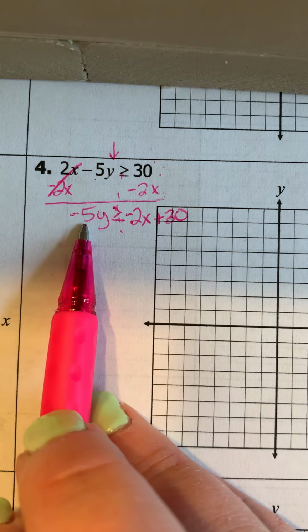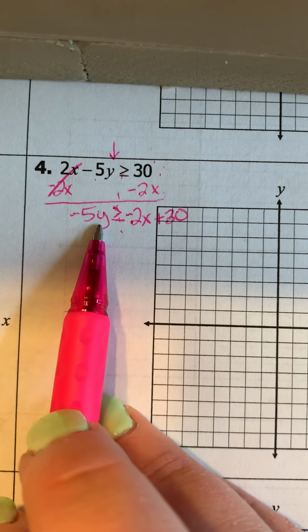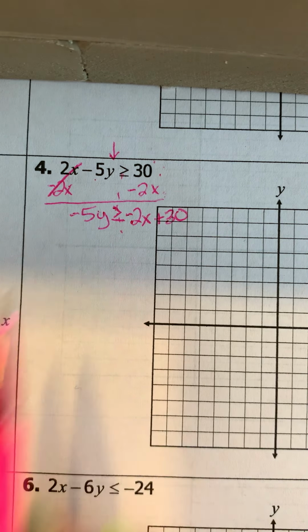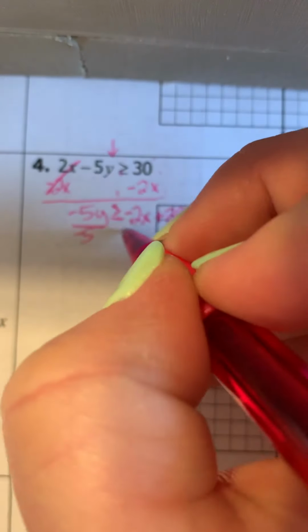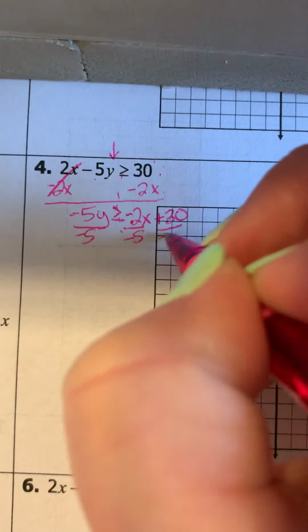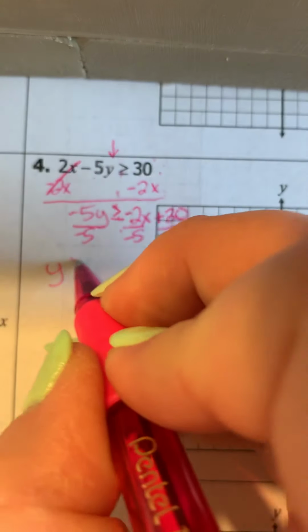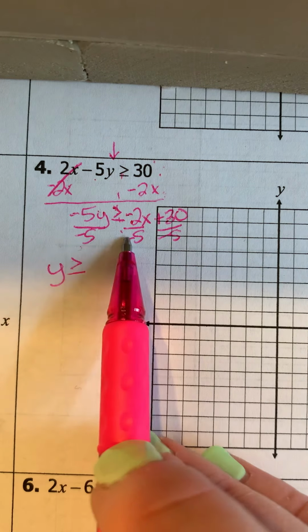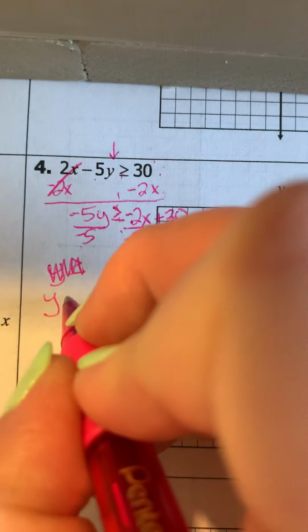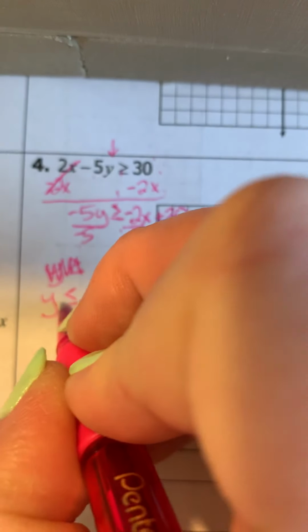Now I need to eliminate that -5. I don't want to eliminate the y, just the -5. So to do that, you have to divide. So divide everything by -5. So I'm going to get y is greater than or equal to. Actually, that's wrong. And I've noticed that a lot of you are making the same exact mistake. I divided by a negative, correct? So when you divide by a negative, that means you have to change the inequality sign.